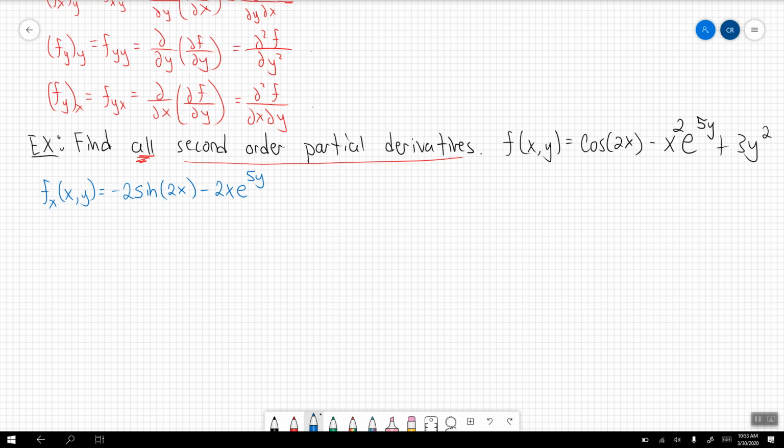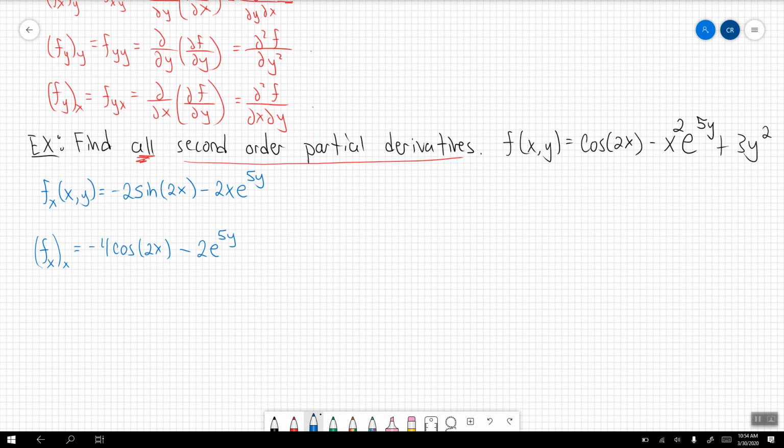Awesome. Now let's see if we can find the partial derivative. Or you know what? Let's go to the second order. Now that we found the partial derivative for x, let's find the partial derivative with respect to x again. First term, take that derivative here. That's going to be negative 4 cosine of 2x minus 2e to the 5y. Perfect. So we got our first second order partial derivative.